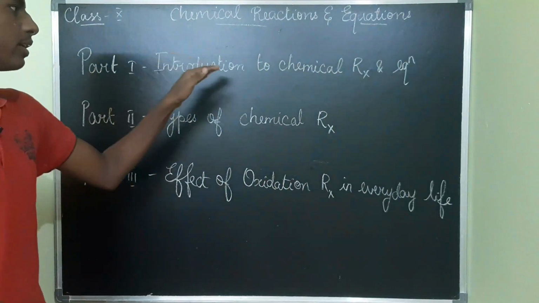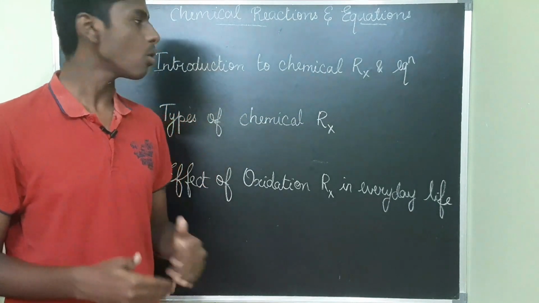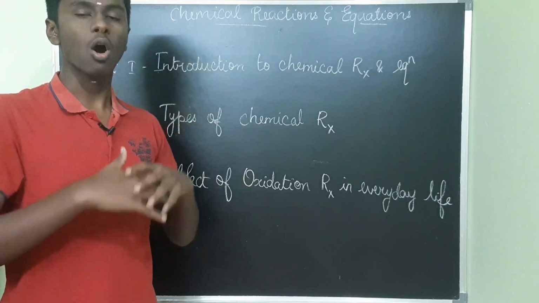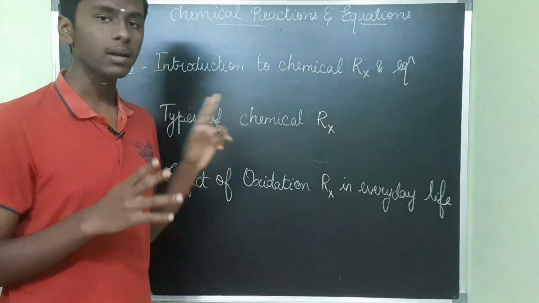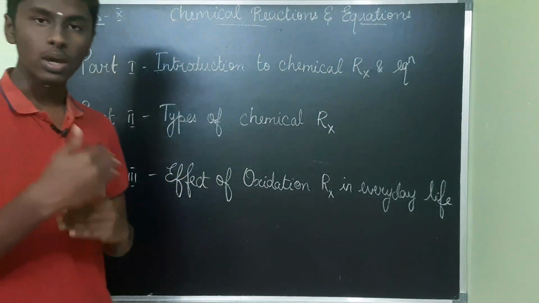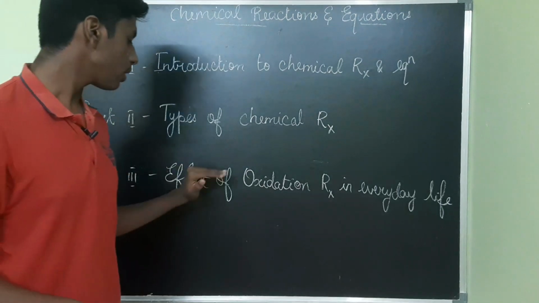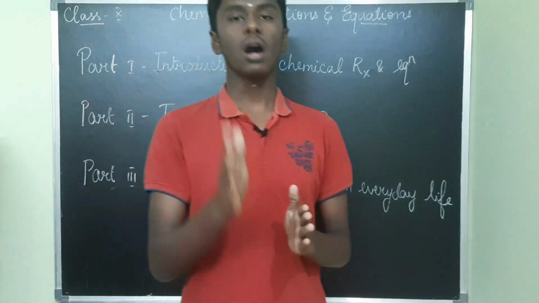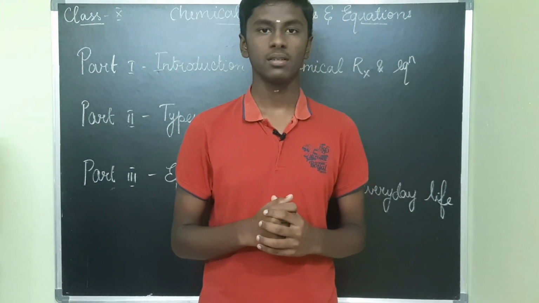First, part 1, Introduction to Chemical Reactions and Equations. I will be talking about what a chemical reaction is, what a chemical equation is, how to balance a chemical equation, all in part 1. In part 2, we are going to discuss the various types of chemical reactions. And part 3, Effect of Oxidation Reaction in Everyday Life, that is about corrosion and rancidity. Okay, let's move on to the chapter.